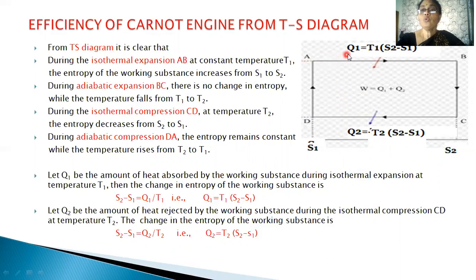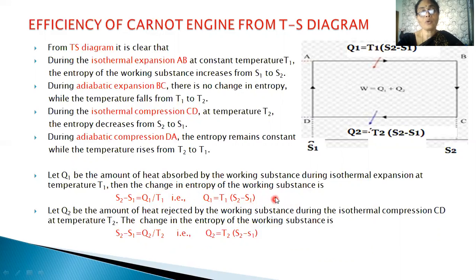Now let Q1 be the quantity of heat absorbed by the working substance in the isothermal expansion process, that is during AB. When it is absorbing a quantity of heat Q1, the entropy of the working substance increases, and it can be written as S2 minus S1 is equal to Q1 by T1. The change in entropy is the ratio of the quantity of heat absorbed to the temperature. From this equation, we can estimate the quantity of heat absorbed by the working substance. Q1 is equal to T1 into (S2 minus S1).